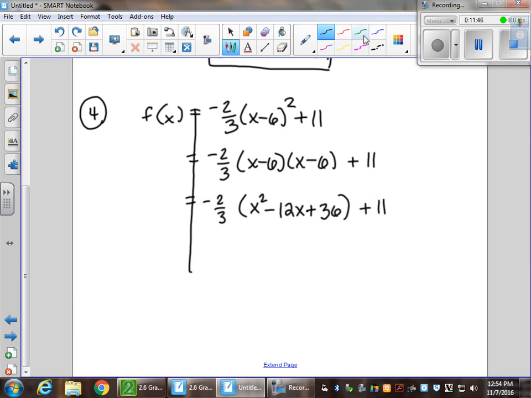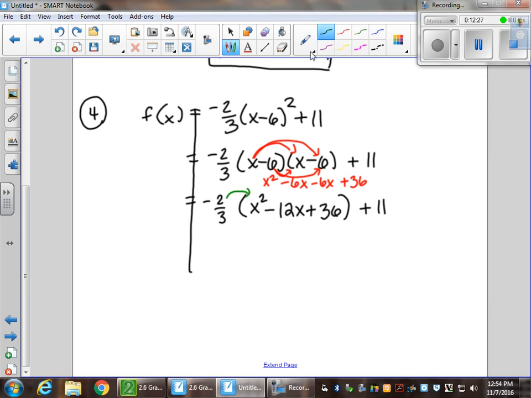If we don't like that, and we want to use our arrows, no problem. x times x is x squared. x times a negative 6 is a negative 6x. Negative 6 times x, negative 6x. Negative 6 times negative 6, positive 36. And then notice, combine your like terms, negative 6x minus 6x, there's my negative 12x. Either way, good for me. If you want to show that out, no problem. If you're good to jump and use those rules we learned in the last section, that's cool too. Now that I've combined like terms, we need to distribute in our negative 2/3.